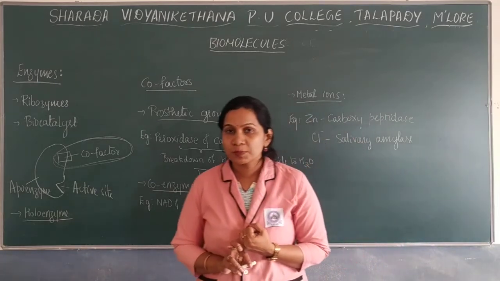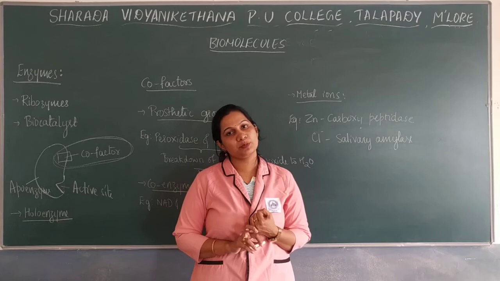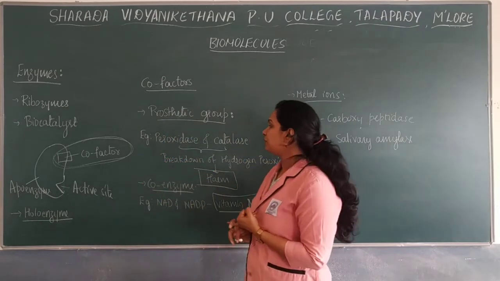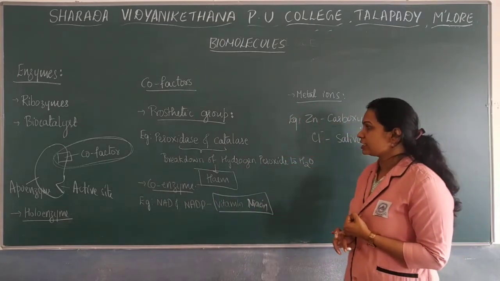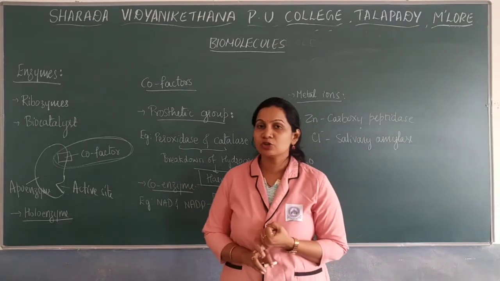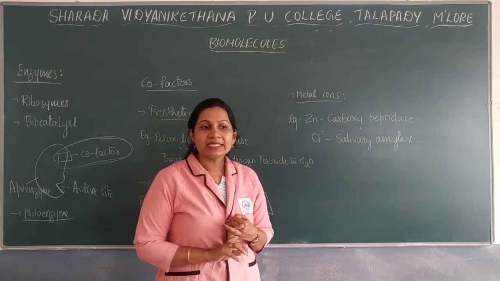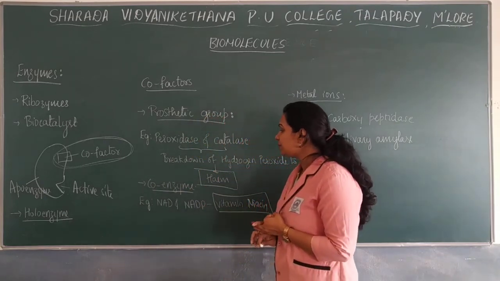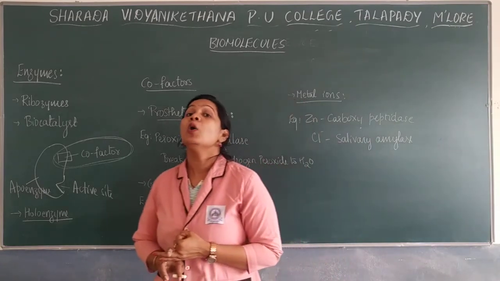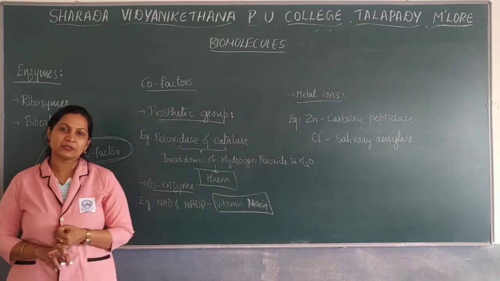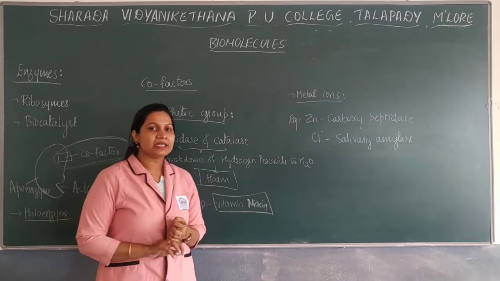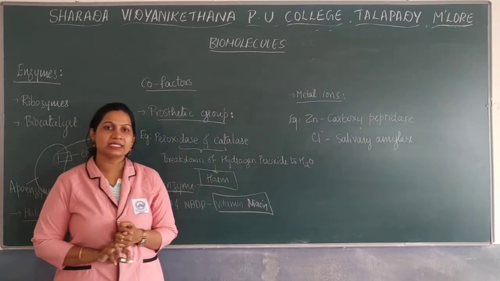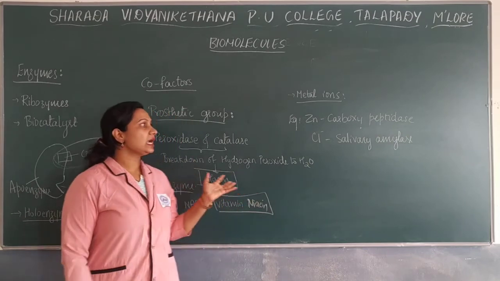Prosthetic groups are the non-protein part. They are permanently attached to the protein part. For example, peroxidase as well as catalase, which break down hydrogen peroxide into water, have a prosthetic group known as a heme group. Coenzymes are temporarily associated with the enzymes, such as NADP as well as NAD, which have a vitamin component known as niacin as a coenzyme. Metal ion activators mainly activate the enzyme actions, such as zinc as well as chloride. So these are regarding the cofactors.